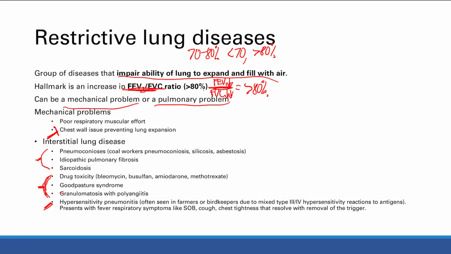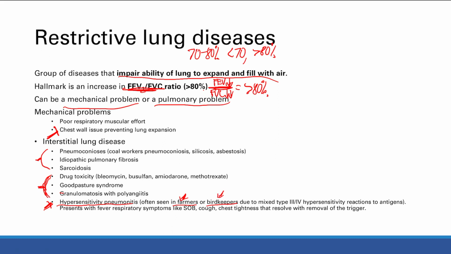And then finally, we have hypersensitivity pneumonitis. Okay, so I want you to know a little bit more about this. You usually see this in a farmer or a bird keeper. So if you hear about a farmer or bird keeper with lung disease, it's probably a hypersensitivity pneumonitis. What happens is these guys are going to be exposed to antigens from either the farm, like hay or stuff on the farm, or from birds that they're taking care of.